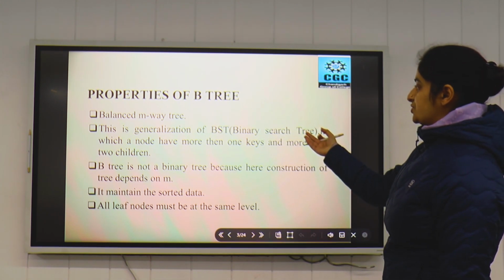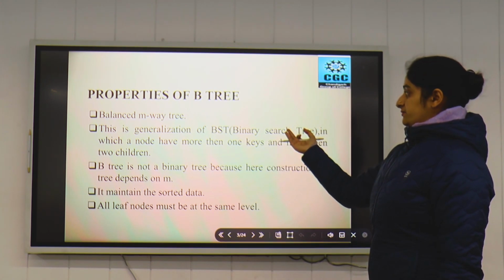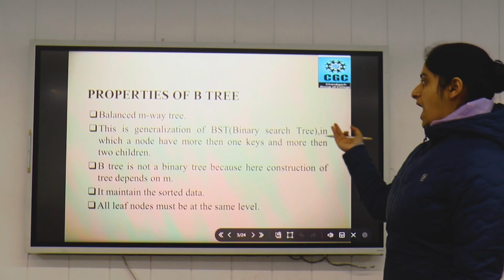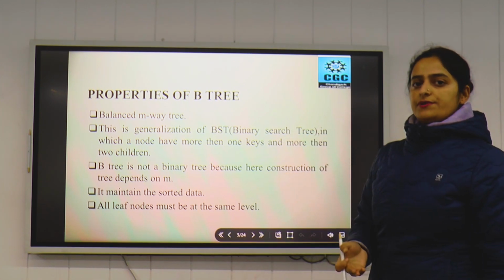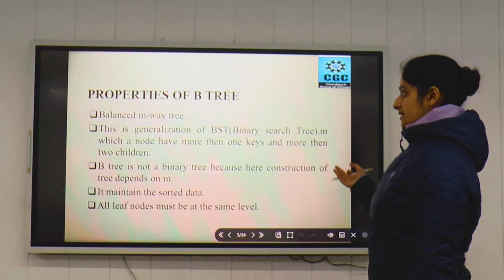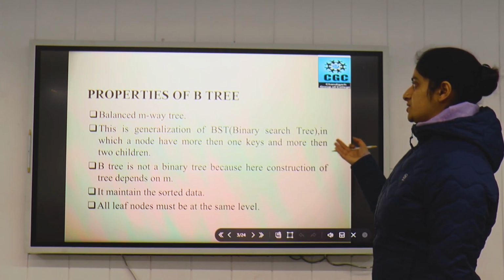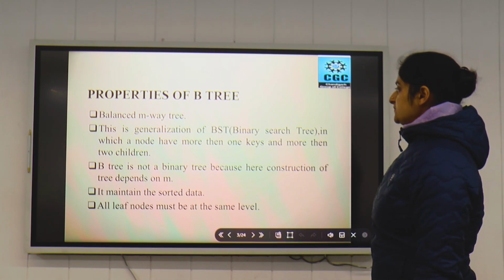This is a generalization of BST. As I said before, BST is a binary search tree, where we only have two children, either on the left or on the right-hand side. But here, this is an extension of BST, which is a part of our B-tree.